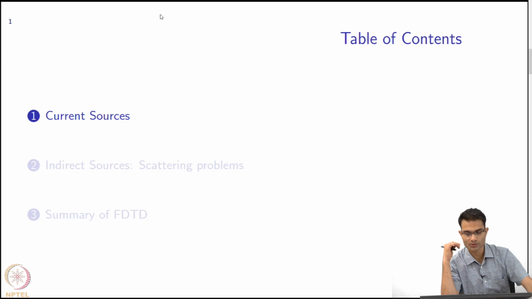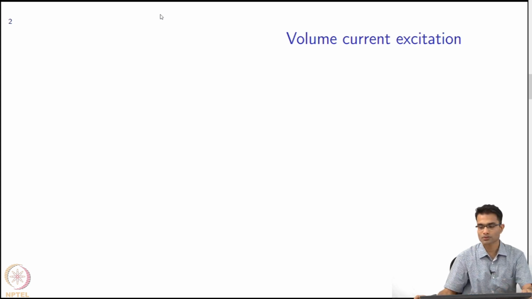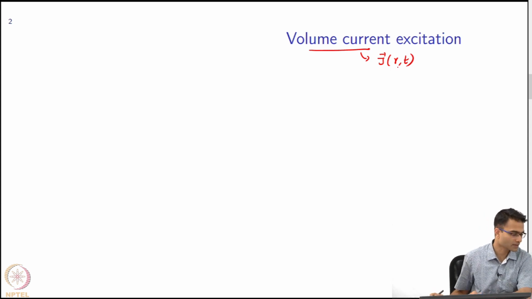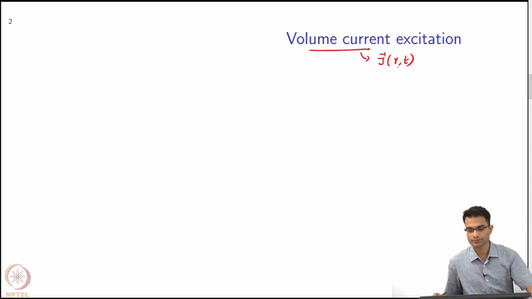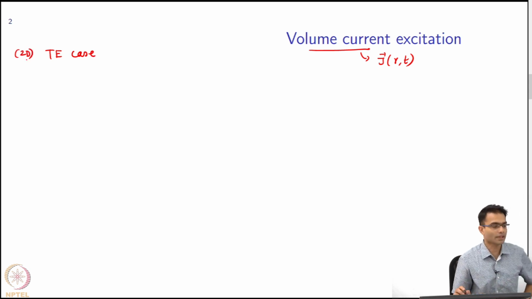So we will deal with the current sources first, right. So this is the easy part. This is coming straight out of Maxwell's equations, okay. So a volume current excitation is simply given by the term that we all know, J at some point in space and time. Okay. So for example, if I take the 2D TE case, what are my variables? Ex, Ey, Hz, okay.